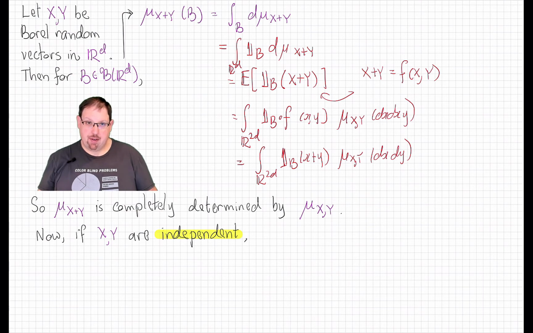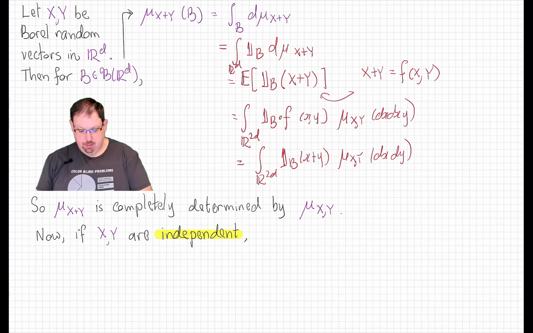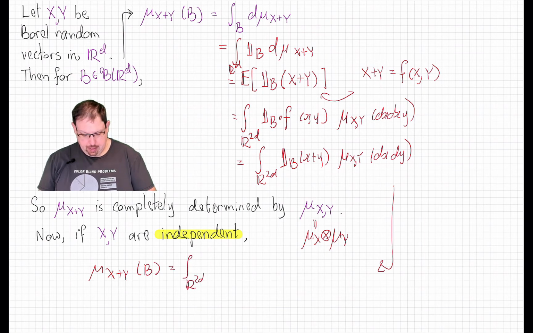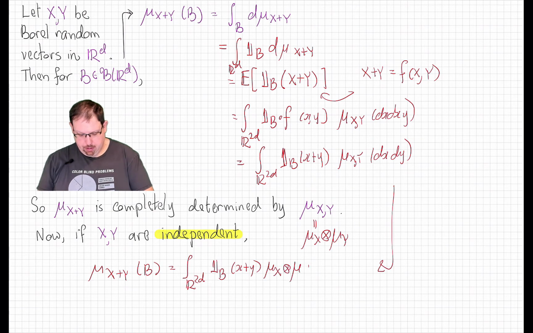But if X and Y are independent random variables, which is the case we're going to be most interested in, then we have a complete description of their joint law. It's just the product measure. And so, following this formula, we can write that the law of X plus Y on a Borel set B is the R^{2d} integral of the indicator function of B evaluated at x plus y against the product measure.